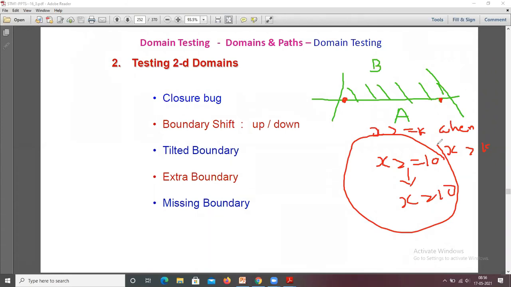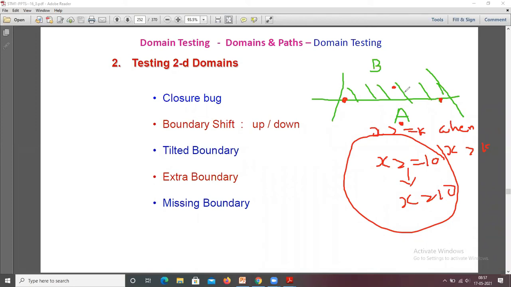The next one is boundary shift up and down. I hope you all understand. The boundary shift is nothing but, now the test case is here, so boundary shift up. If it is down, it means boundary shift down. Here the bug is a shift up, which converts a part of domain B into A processing.